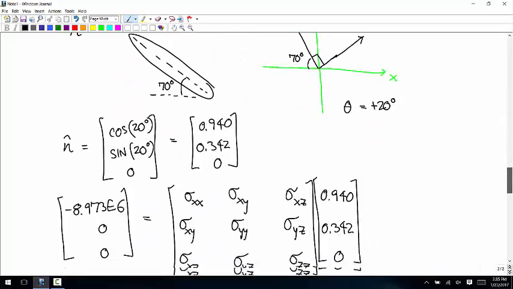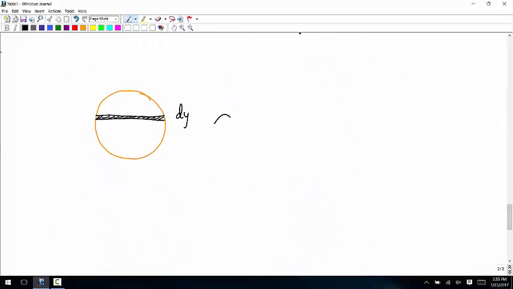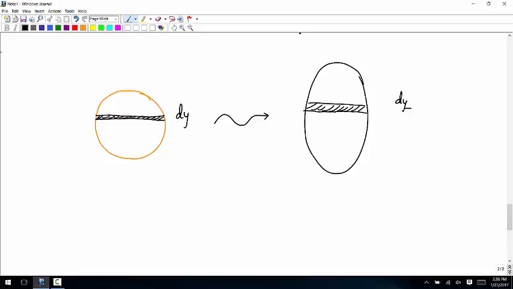So when you do this projection, you end up with a thing that's projection of that strip is equal to dy over cosine of 20. The width is still the same, so whatever this is, that's still what this is. It's just the height that's changing.